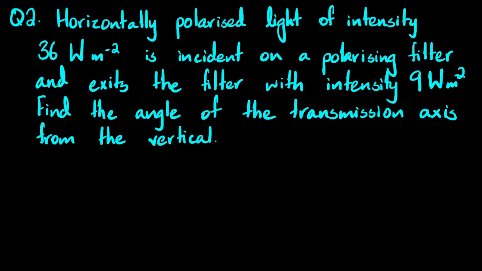So this question says horizontally polarized light of intensity 36 watts per meter square is incident on a certain polarizing filter, and then it exits the filter with intensity 9 watts per meter square. And we need to find the angle of the transmission axis. Actually, let's correct this slightly. So find the angle between the transmission axis and the incident intensity.